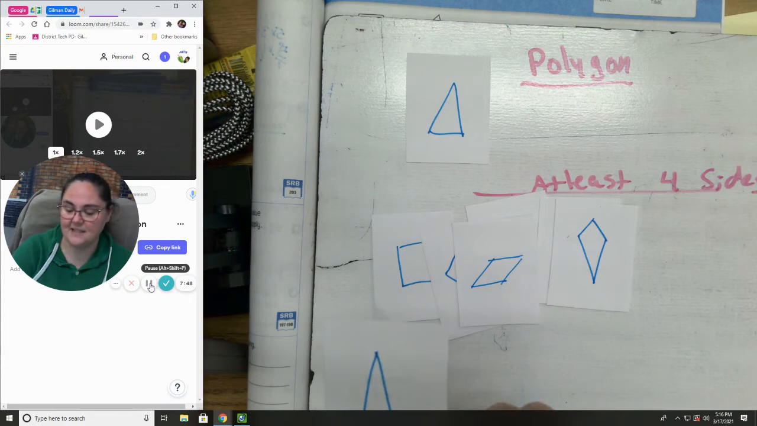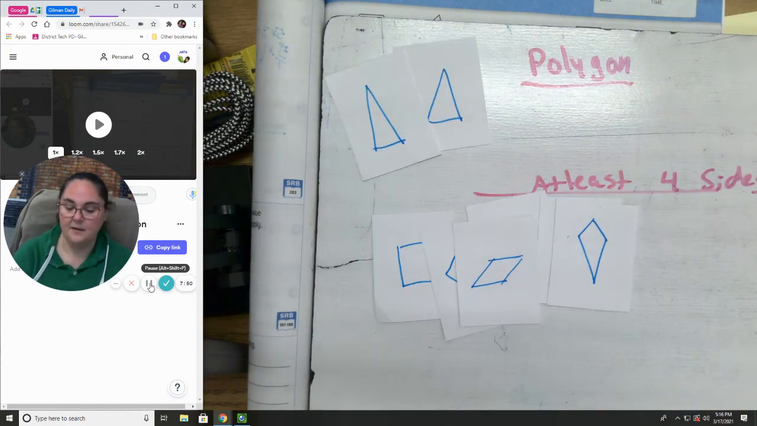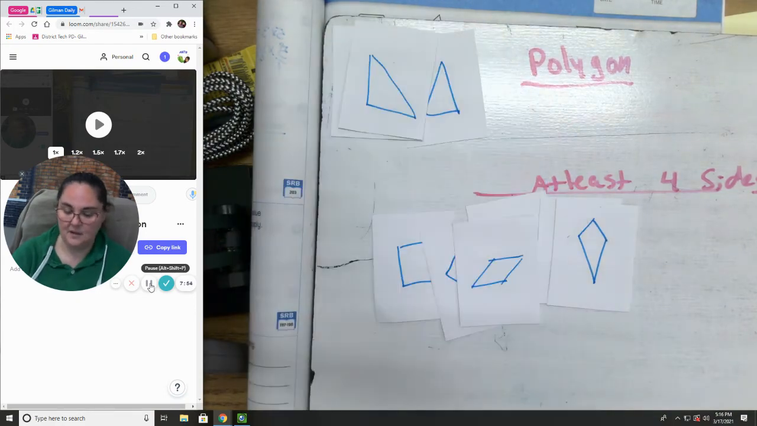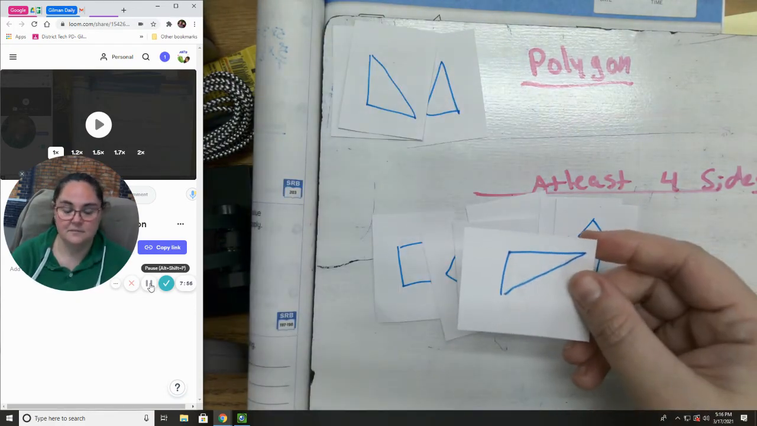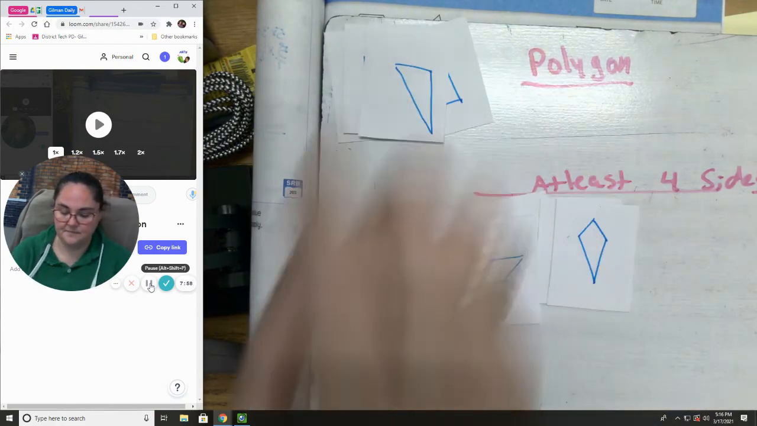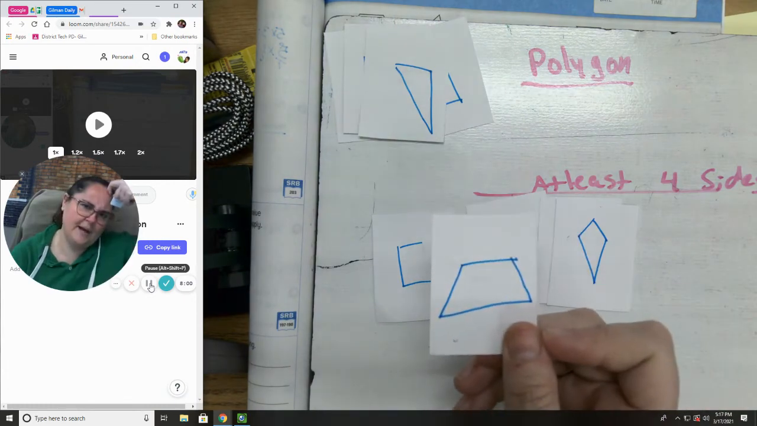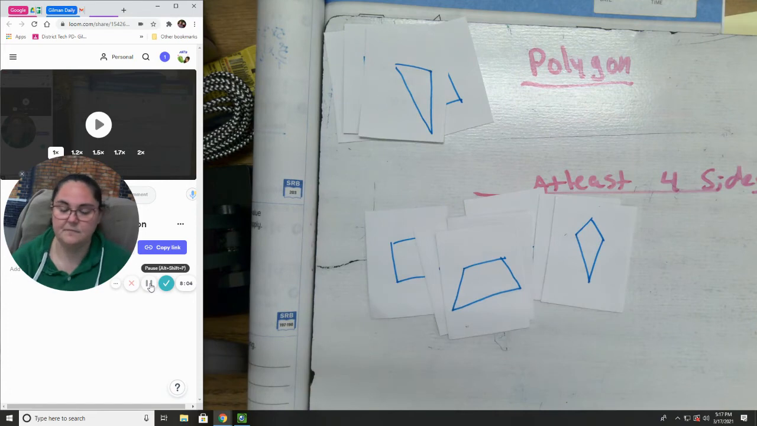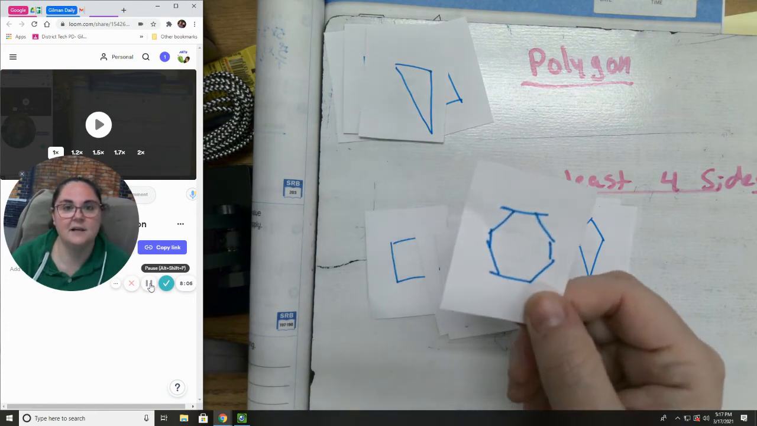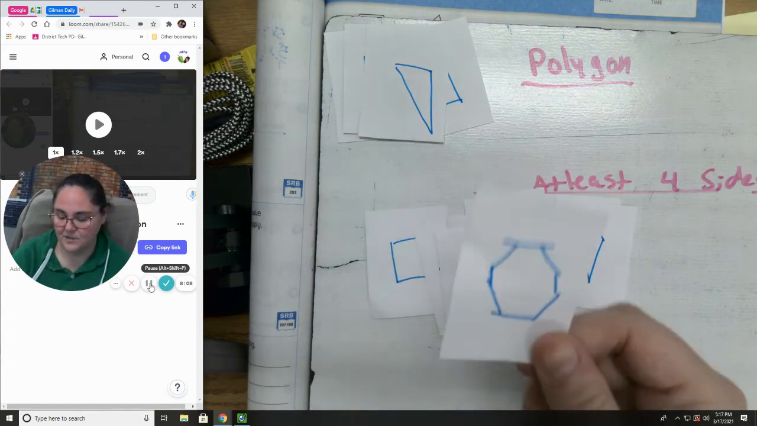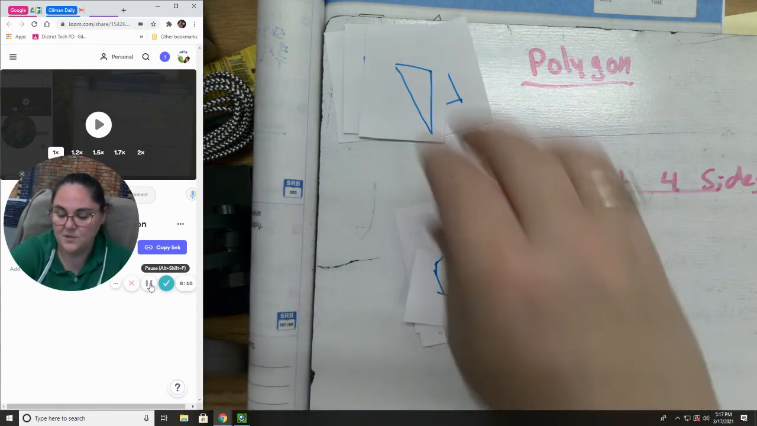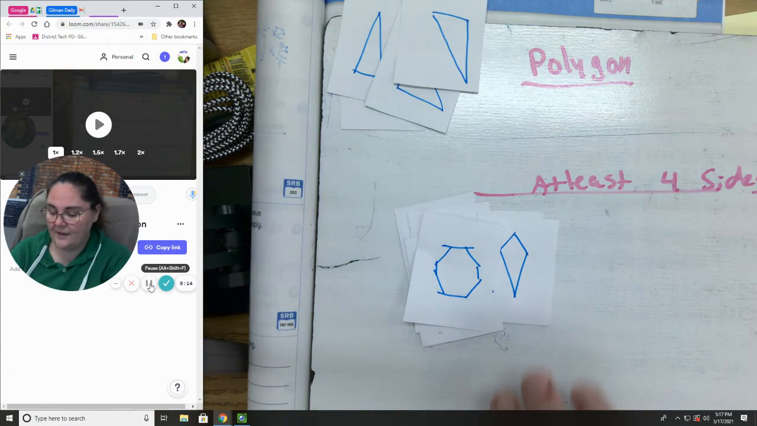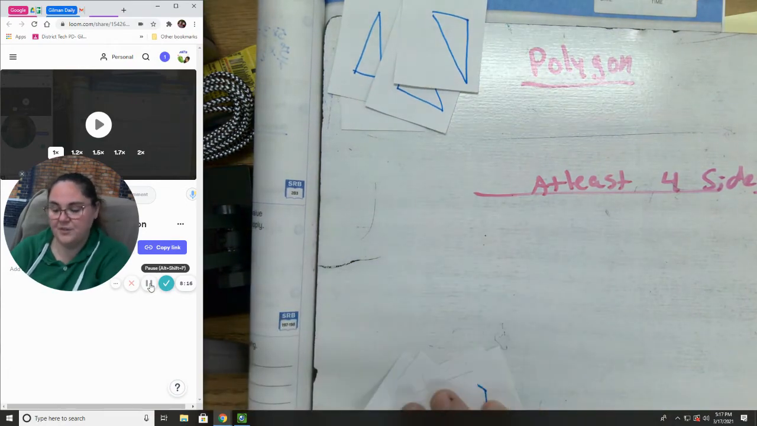3 sides. It's going to have to go up at the top. Triangle, 3 sides. Still a polygon. Another triangle. Still a polygon. Ooh, a trapezoid. 4 sides. And an octagon. 4 sides. Okay. So now we have a few polygons. We have 4 of them up there. Great. We have quite a few with at least 4 sides.